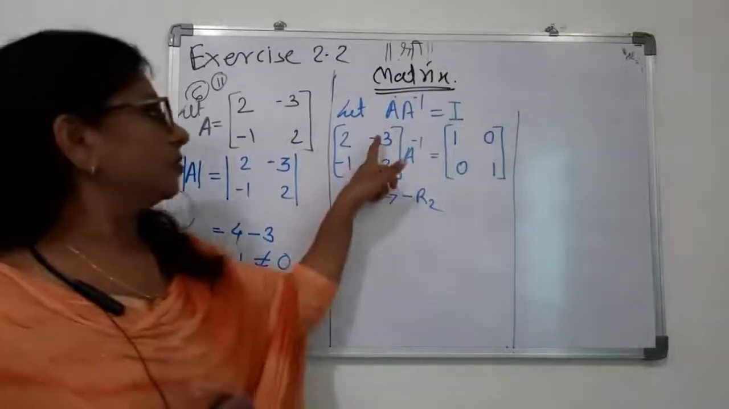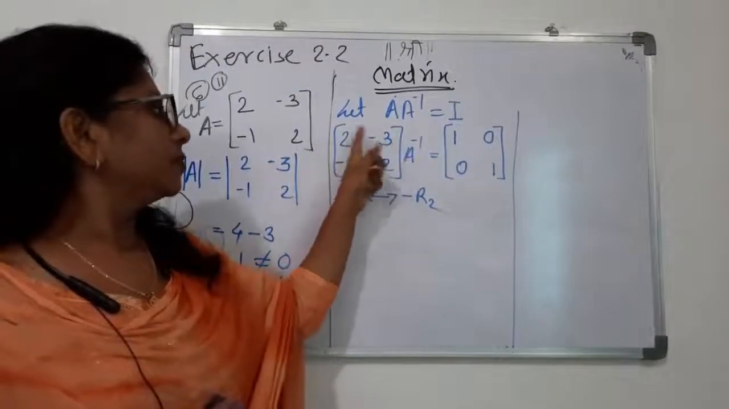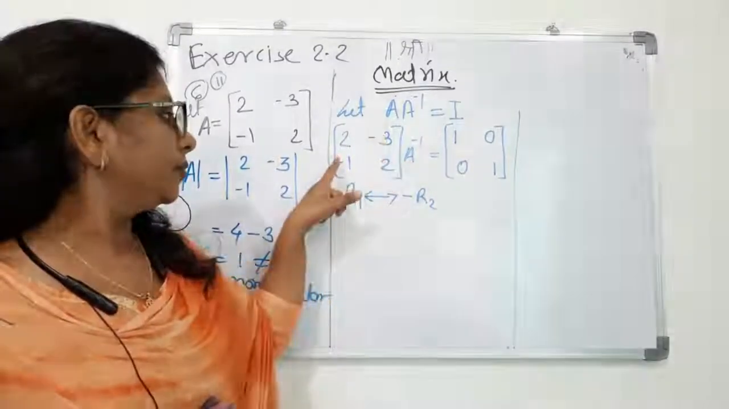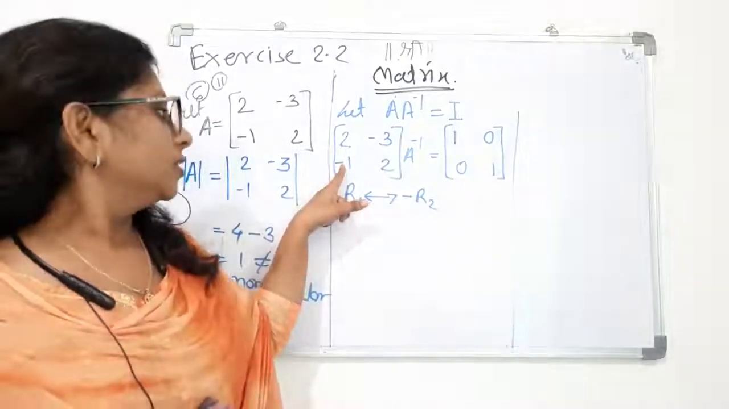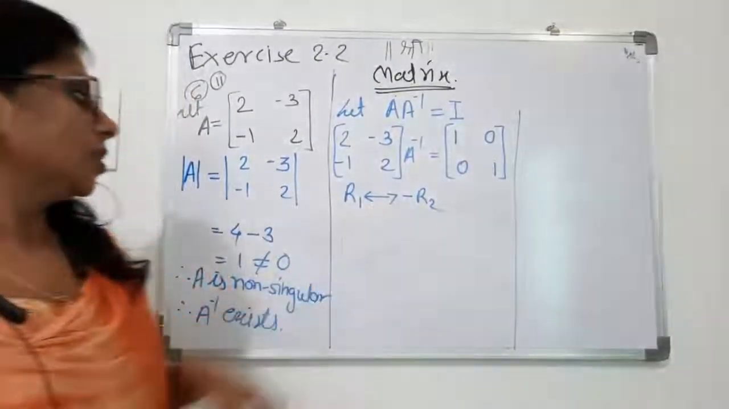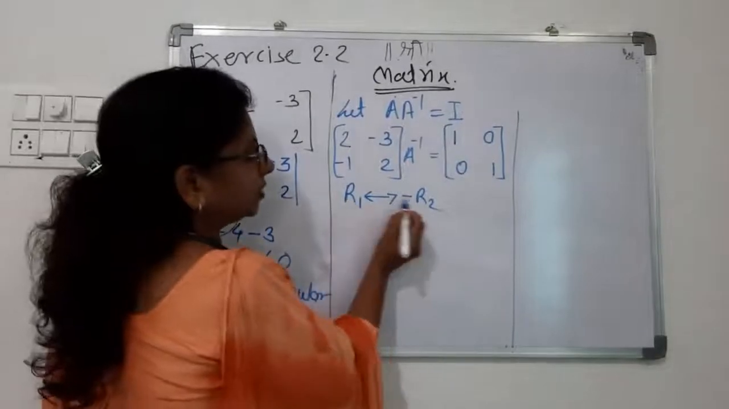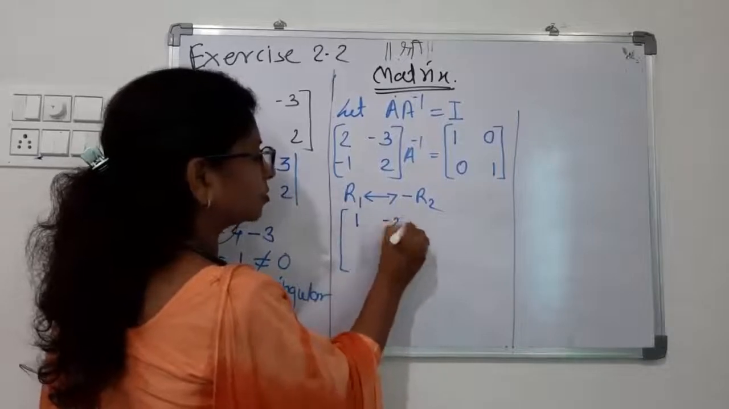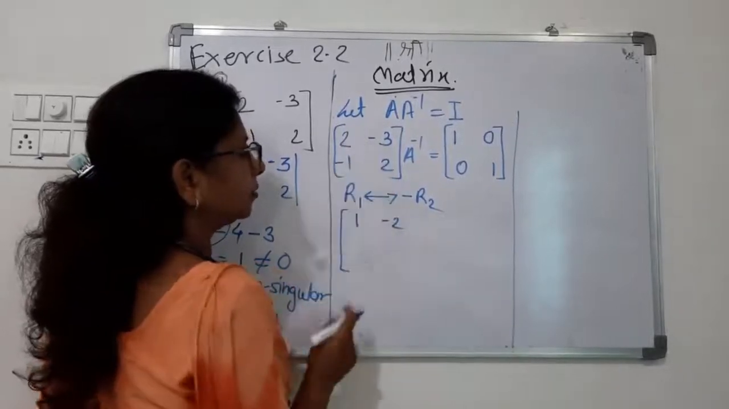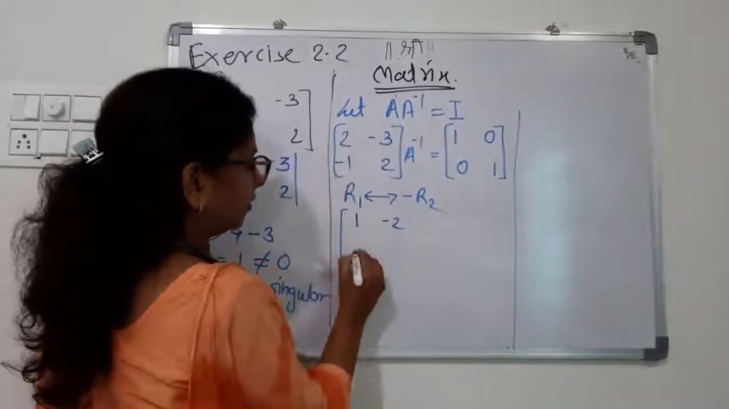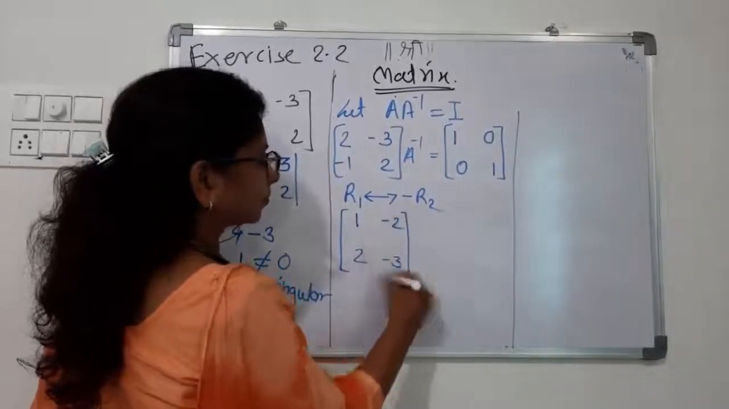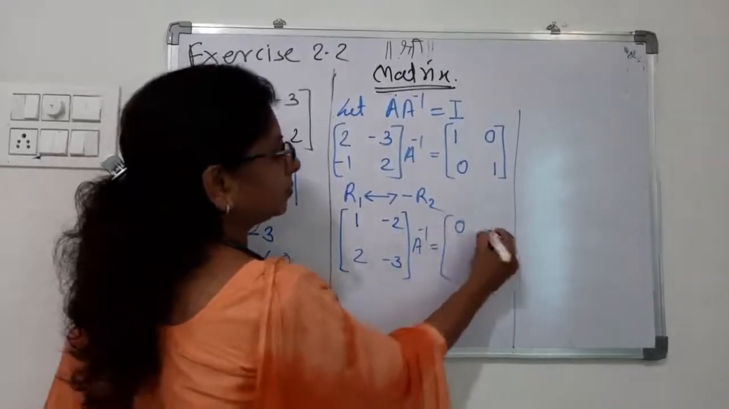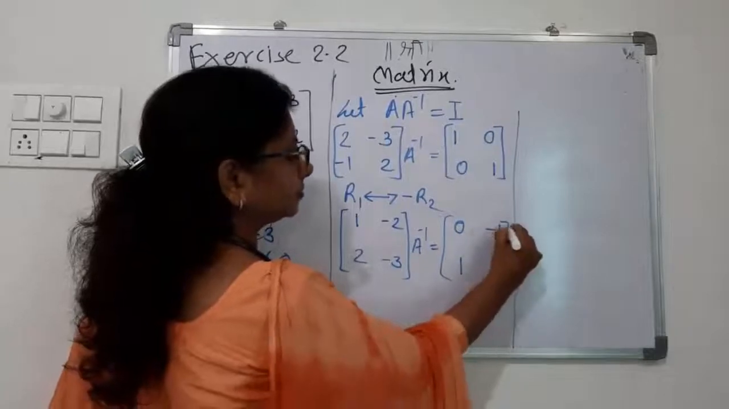If the 1 were in a column, then it would be preferable to use column transformations. But here, because 1 is in a row, we are using row transformation again. So interchange R1 and minus R2. What is R1 then? New R1 is 1, minus 2. Multiply this by the minus sign and put it at the place of R1. R1 as it is, put at the place of R2. A inverse. Now here also 0, minus 1, 1, 0.